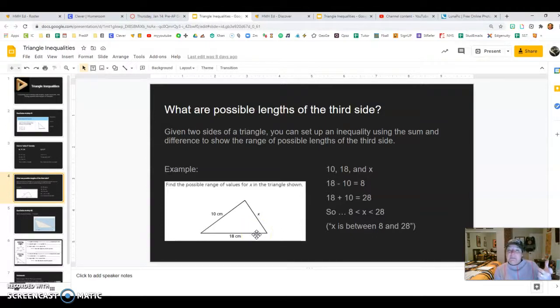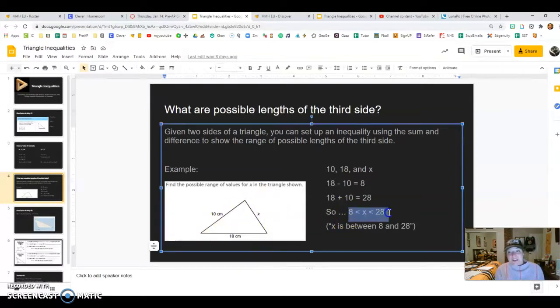So you know it has to be bigger than 8, right? If I open this all the way up and lay it down, I'm going to be adding the 10 and the 18. So it has to be a little bit smaller than 28 to get it to work. And how does that work? How do you write that? You write it like this, so that it looks like x is between 8 and 28, okay?